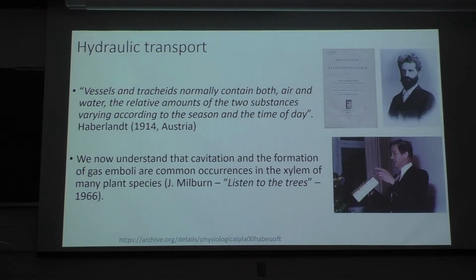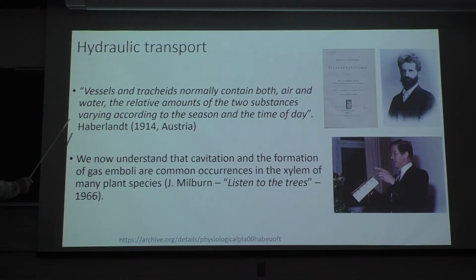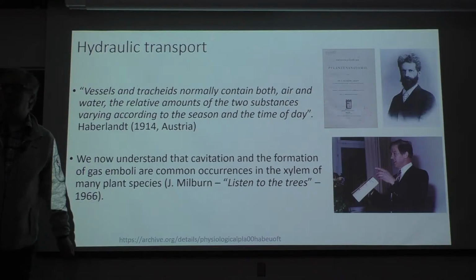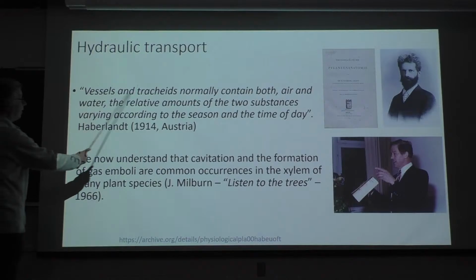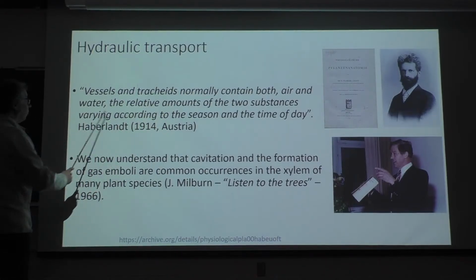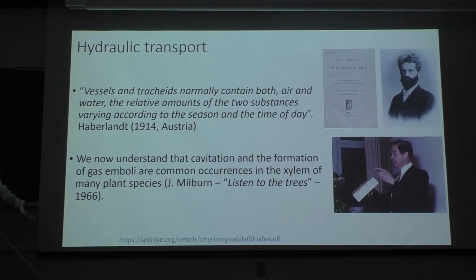One last wrinkle was coming from the work of Haberland in 1914. This is Haberland the dad, not Haberland the son, who is considered to be the godfather of the birth control theory. So way more famous than the dad. But Haberland the dad in 1914, an Austrian scientist very interested in water movement in the plant, observed that vessels and tracheids normally contain both air and water. Already this is a red flag for cohesion tension theory. How could you have air when you're completely relying on continuous columns being pulled up by one single water molecule?